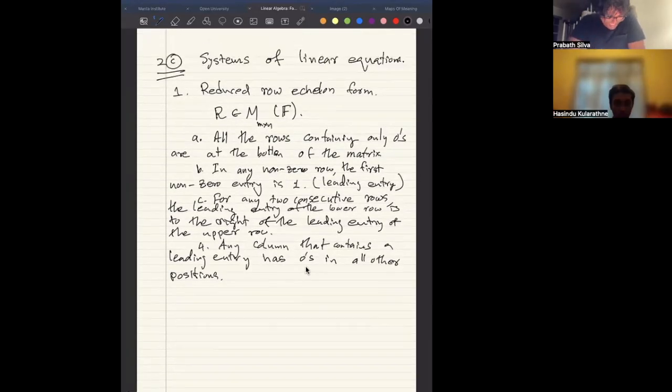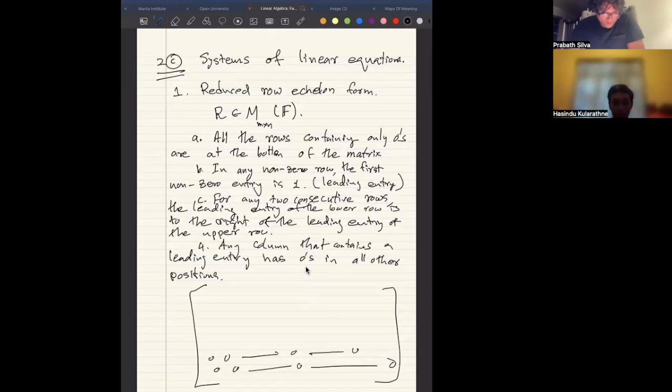So let's draw a picture. If we have rows that are all zeros, they are going to be at the bottom. So we have this one that is all zeros. And if we have a row that's not all zeros, then that row looks like this: a bunch of zeros, the first non-zero entry is 1, and then you can have 2, 3.